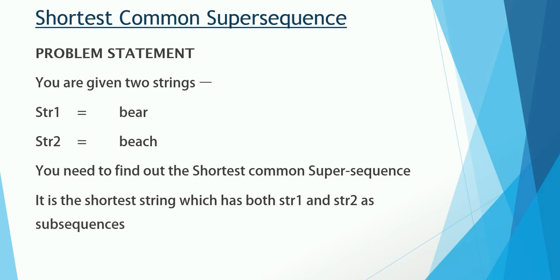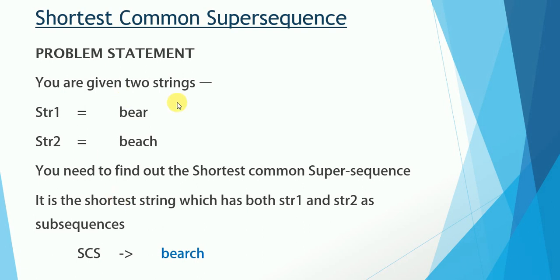If you have not understood it till now, do not worry, I am sure you are going to understand it from the example. Here the shortest common supersequence is going to be this. As you can see, it is BEARCH. So it has string 1 and string 2 as subsequences. You have BEAR, which is string 1, and then you have BEA, and if you eliminate R, then you have CH. So this is string 2, which is peach.